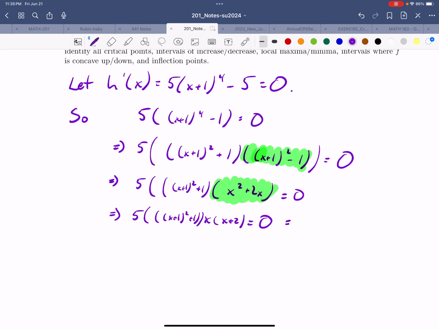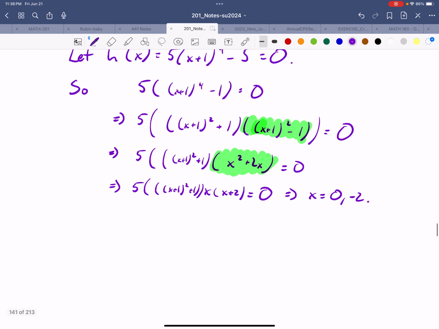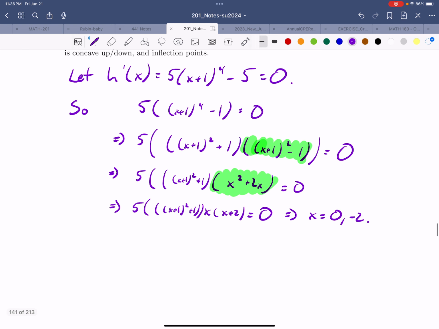So anyway, this all implies that x equals 0 and negative 2. Okay? A little bit of algebra right there, right? Anyway, instead of doing the chart right now, I'm going to go right to taking the second derivative. You'll see why in a sec.